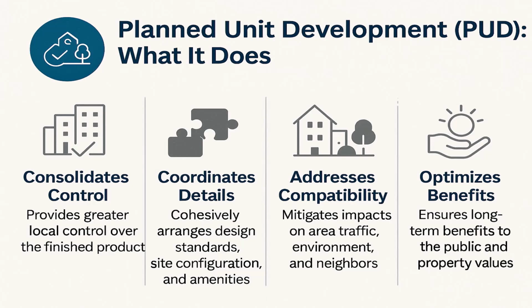It consolidates control. So it allows the council to receive a master plan document from a developer and gives you the ability to negotiate with them on items that you think are appropriate or vital to the community. You coordinate the details as well, so everything within the master plan is available for discussion, whether that's setbacks, the amount of open space, the size of the lots, all those things can be negotiated with the developer. And by doing that, you can address compatibility with the surrounding neighborhoods. You can make sure that you can mitigate effects of traffic, other environments, things like that.